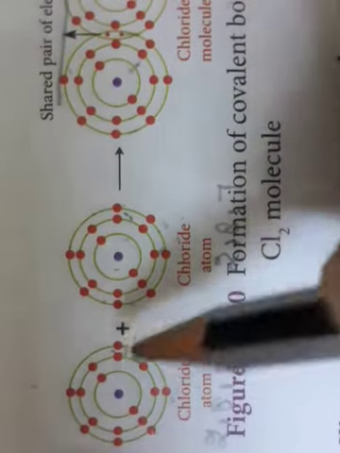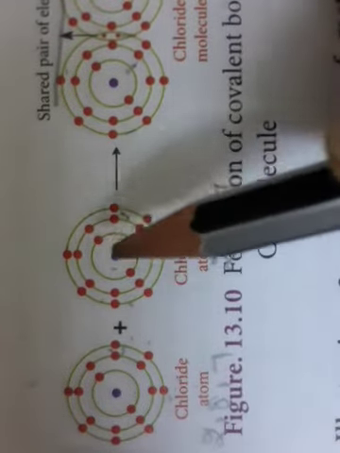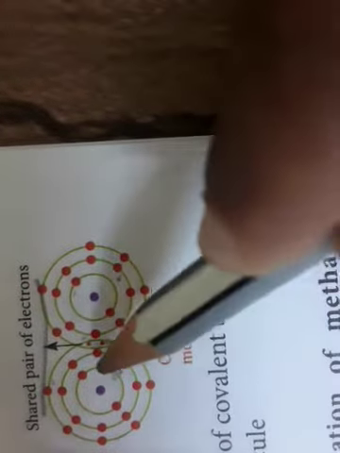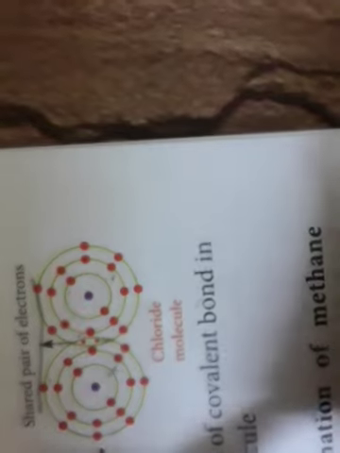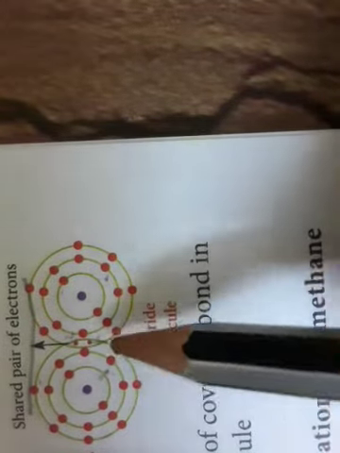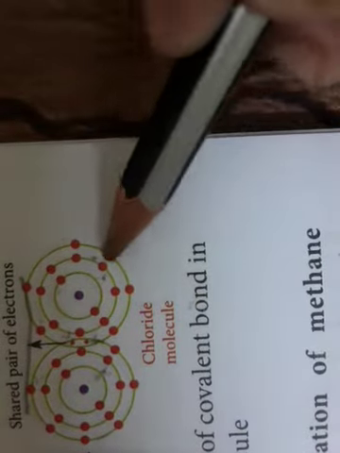and the last orbit has got 7 electrons, and this chlorine atom also has 7 electrons in the outermost orbit. So when one chlorine atom combines with another chlorine atom, resulting in the formation of a chlorine molecule, what will happen? These two electrons, that is, one electron from one chlorine atom and one electron from the other chlorine atom, are shared between each other, and as a result for this chlorine 1 2 3 4 5 6 7 8, and for this chlorine also 1 2 3 4 5 6 7 8. Thus they got the stable electronic configuration just like the inert gases.